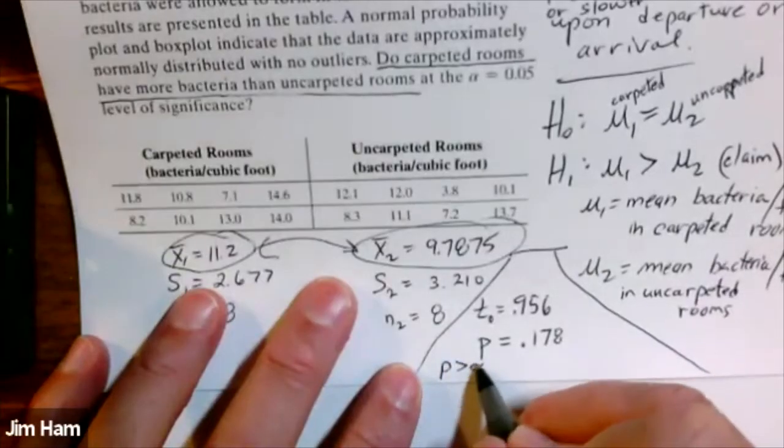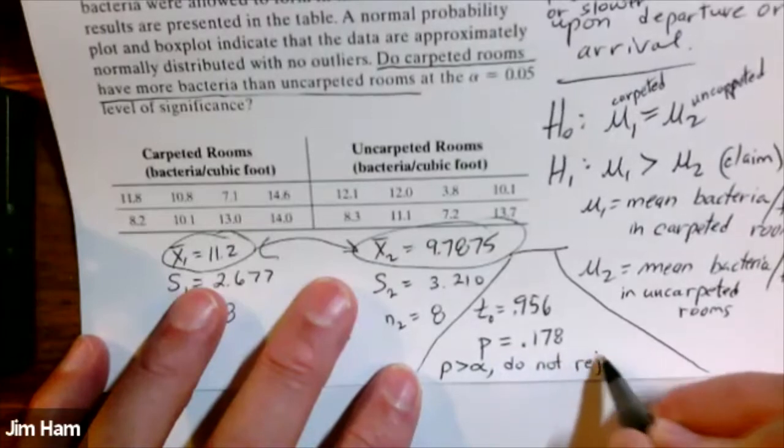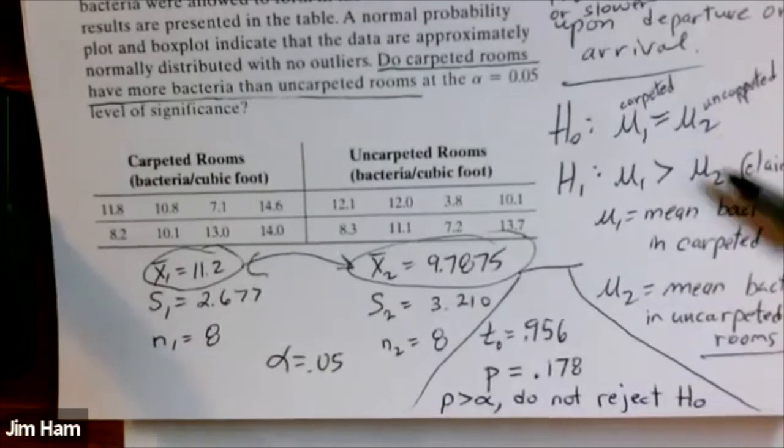P is greater than alpha, so do not reject the null hypothesis. So we're unable to show evidence of the research hypothesis, that there's more bacteria in carpeted rooms than there is in uncarpeted rooms. So there was a very small sample size here.